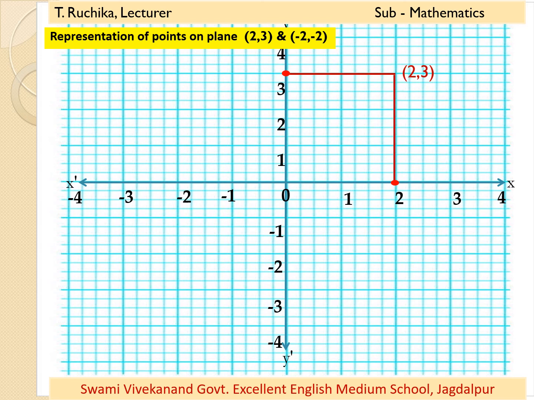Similarly, for (-2, -2), that is minus x-axis will have -2 and minus y-axis will have -2. And again we'll draw two straight lines from them, and the point of intersection will give us (-2, -2). Here we can see the first point (2, 3) is in first quadrant, whereas (-2, -2), the second point is in the third quadrant.